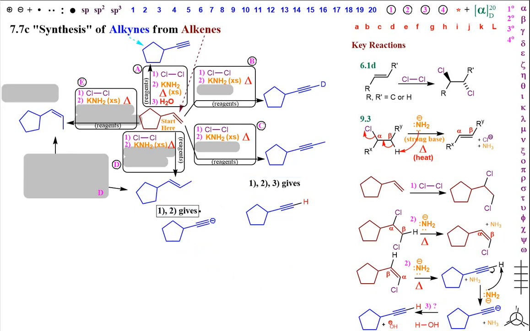So step 3, to make a deuterated version of a terminal alkyne, you would not use H2O as your acid. You do something with an identical pKa, but providing a deuterium. That would be D2O. So step 3 there gives our requisite terminal deuteroalkyne.